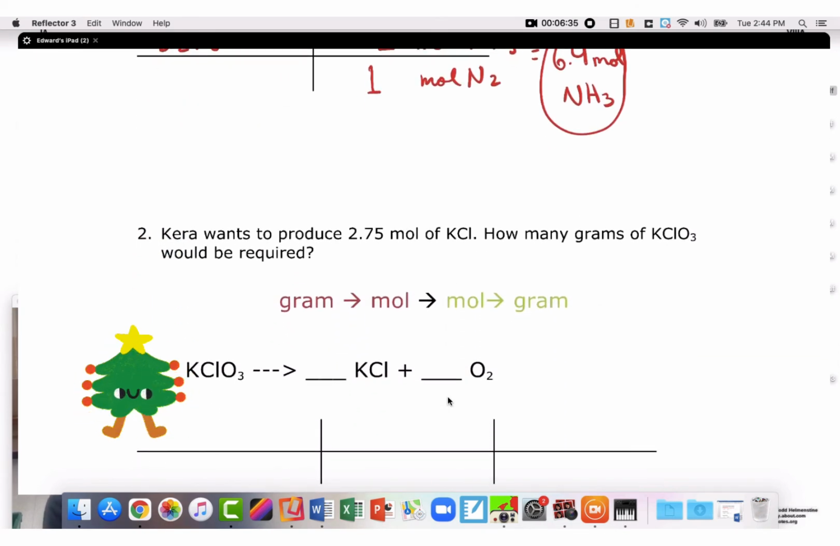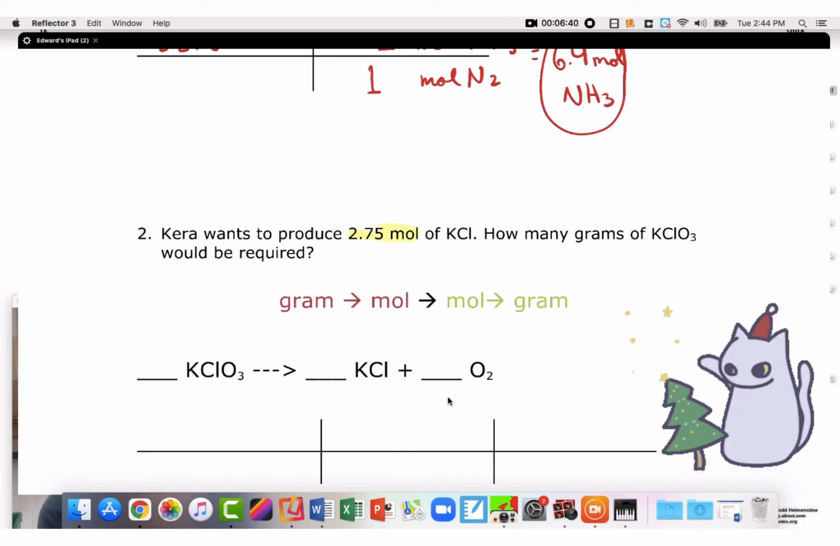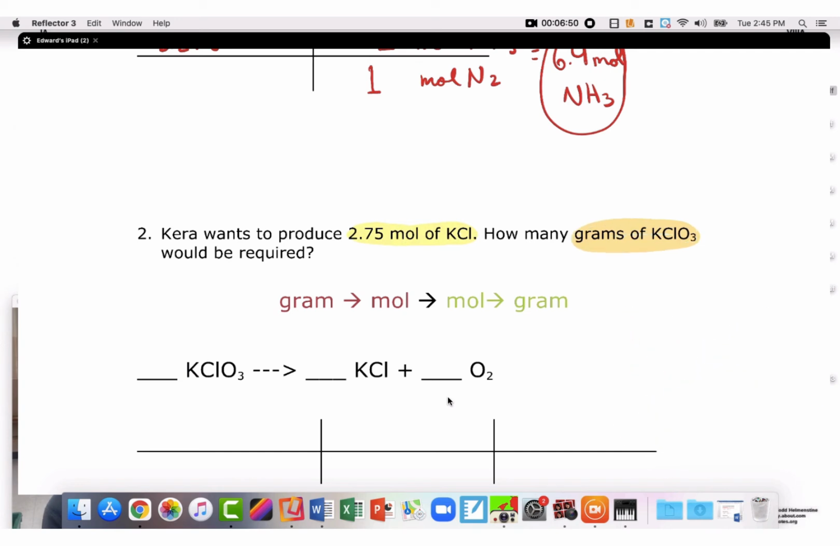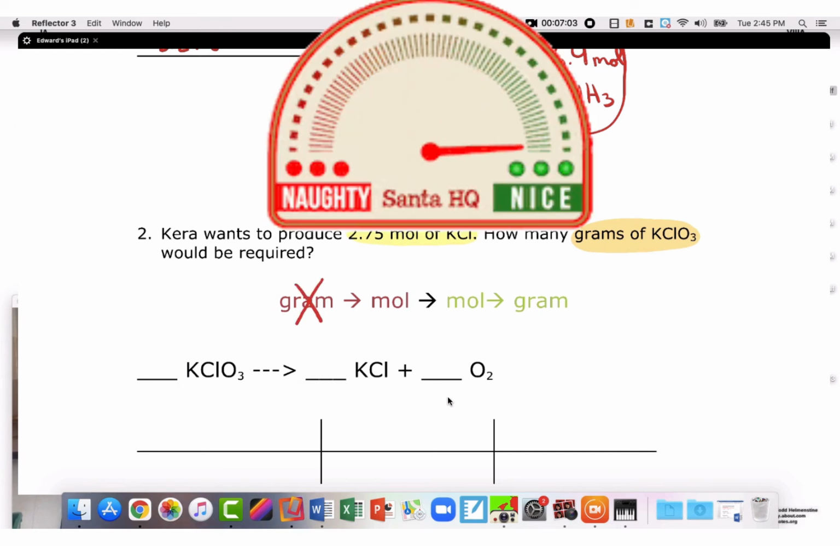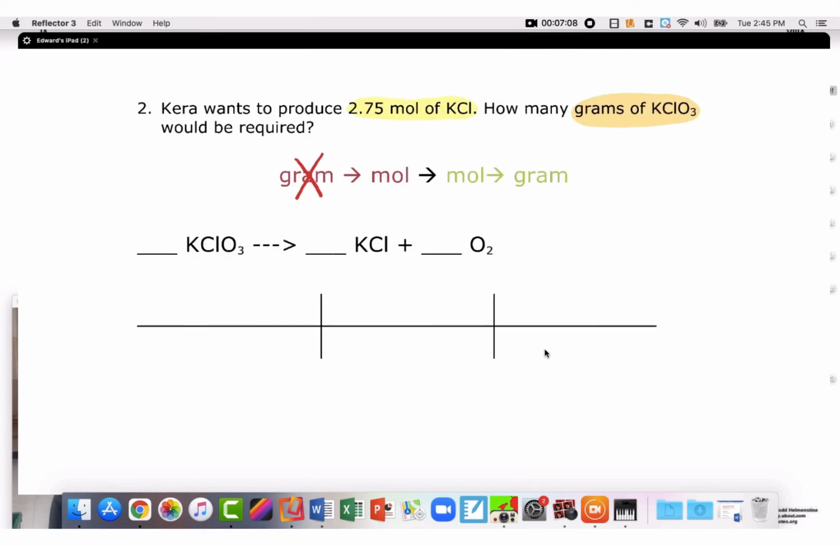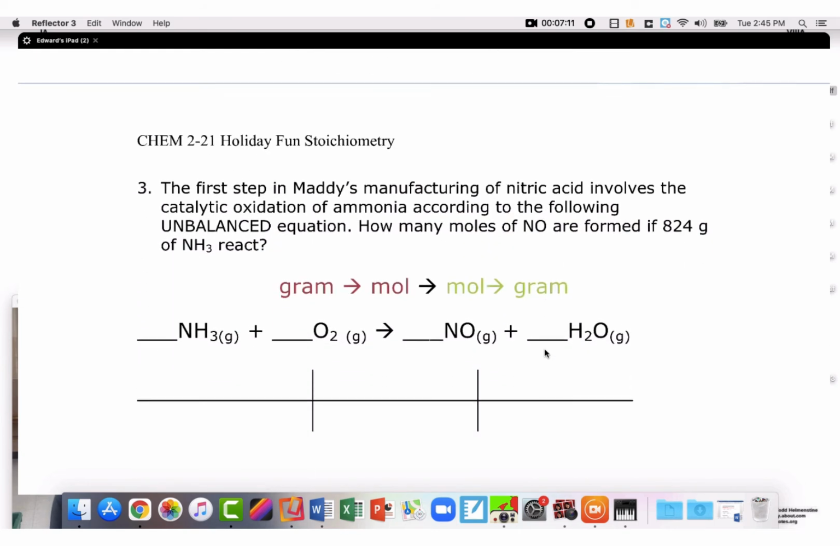Look what we got here. How many moles of KCl? How many grams of KClO3? Okay? So, again, we're starting with moles. We're ending in gram. I can't help it. I've got a problem. I'm too helpful. All right? See what you're doing now? Go through that same thing. I'm going to do the next part to start us off.